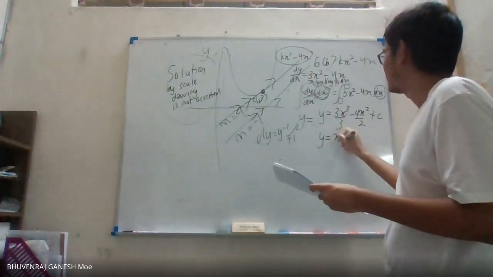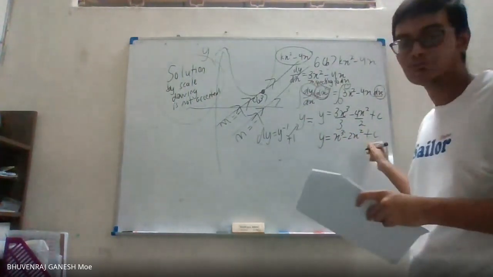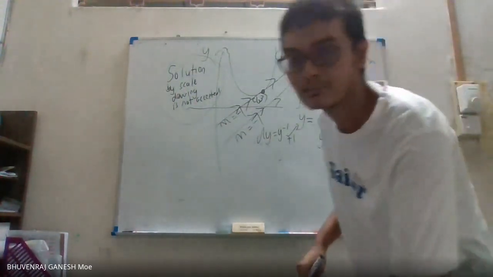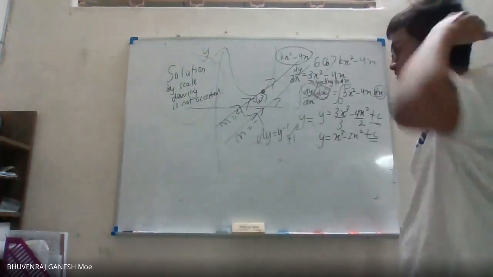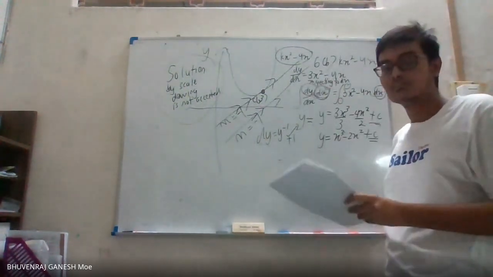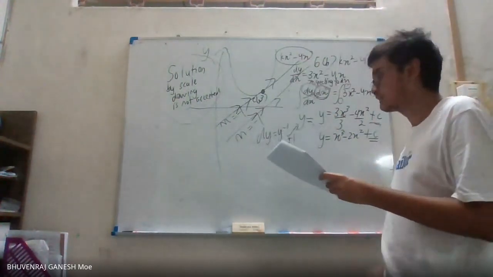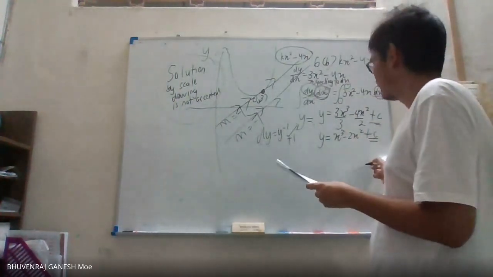So y equals x cubed minus 2x squared plus c. Usually a lot of people forget this part, the plus c, because when you do normal integration, the lower limit and upper limit is given, like the area of shaded region, volume of revolution, all those things have the lower limit, upper limit. So this one is a more rare question, I would say.